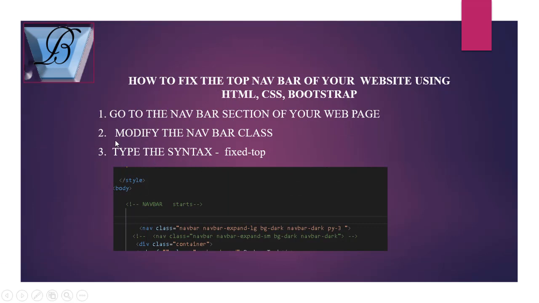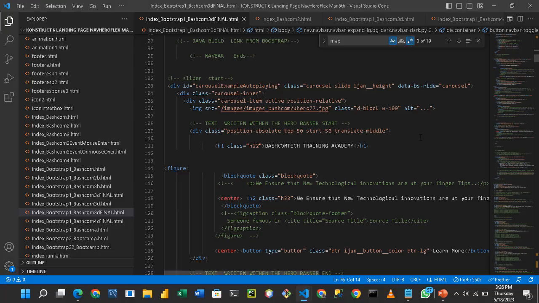The first thing to do is what? Go to your script, the body part of your script. Go to the navbar and modify the class. Type the script fixed-top. So let's try it and see whether it will work.